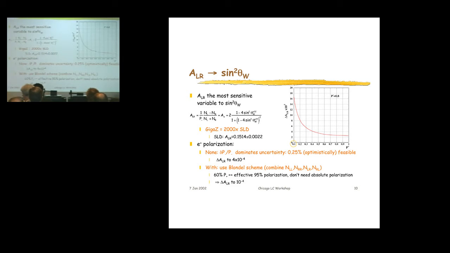If you have the positron polarization, you can then use the Blondel scheme where you combine the number of Z's that you obtain in all 4 helicity combinations. You essentially get an effective 95% polarization, and with this scheme you don't need the absolute polarization measurements. And that would allow you to extract delta ALR to 10 to the minus 4. Even if you had only 20% positron polarization, that would correspond to being able to get down to 0.1% on the absolute electron polarization if you had just electron polarization.